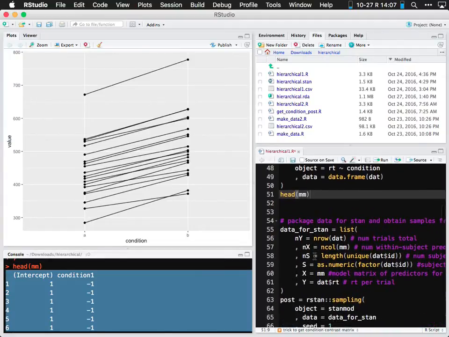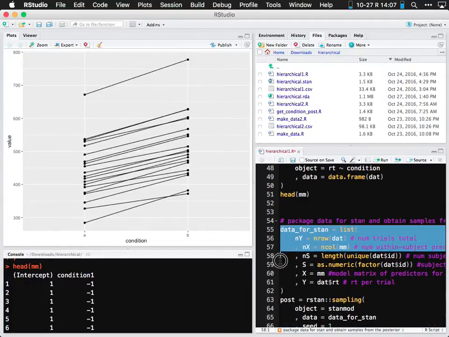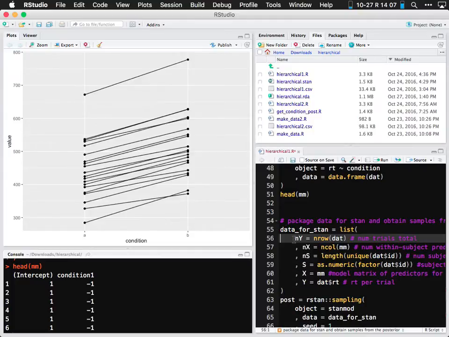So with our model matrix in hand, we've got all the things that Stan wants. We can tell it how many observations there are in our data frame. We can tell it how many predictors we have in the model matrix. Tell it how many subjects we have. The trick was to ask how many unique subjects there are in the ID column. We give it a list indicating the subject that's associated with each observation.